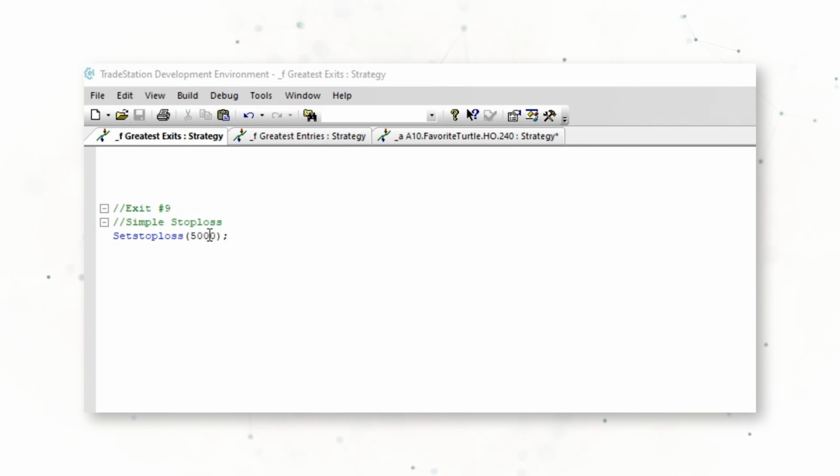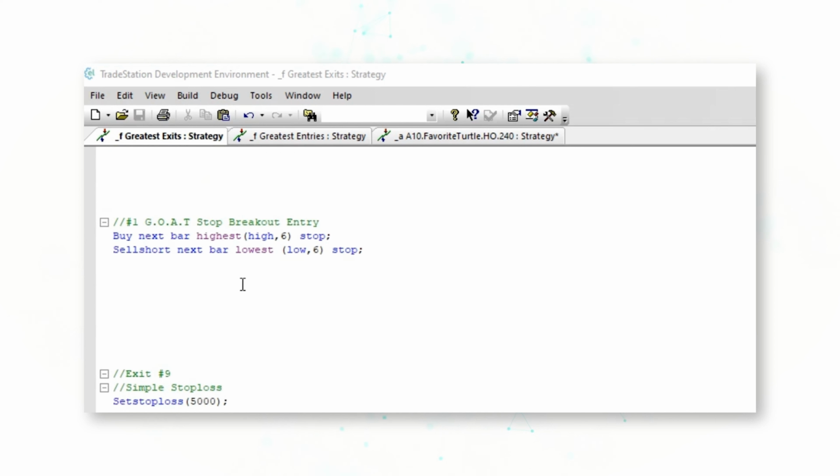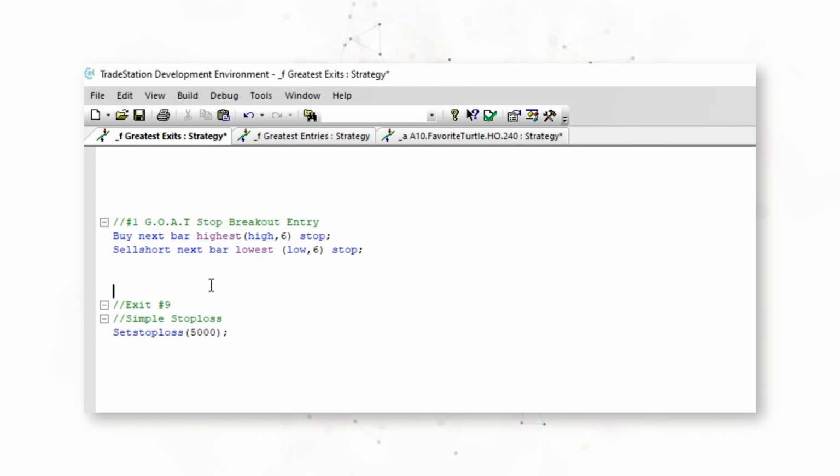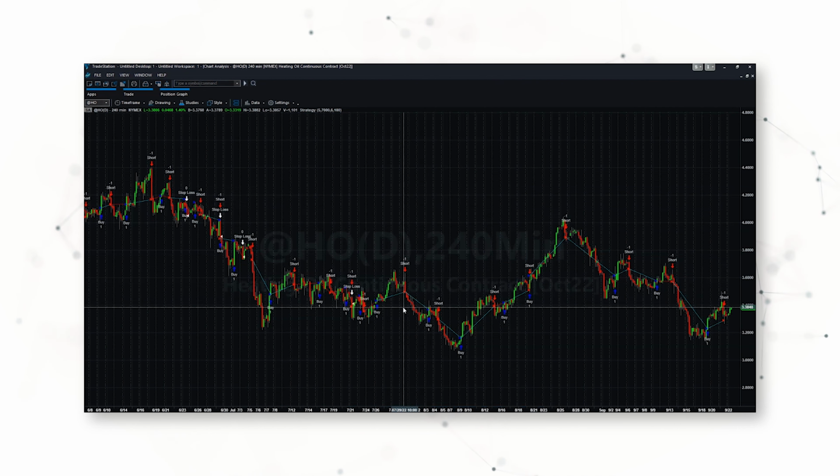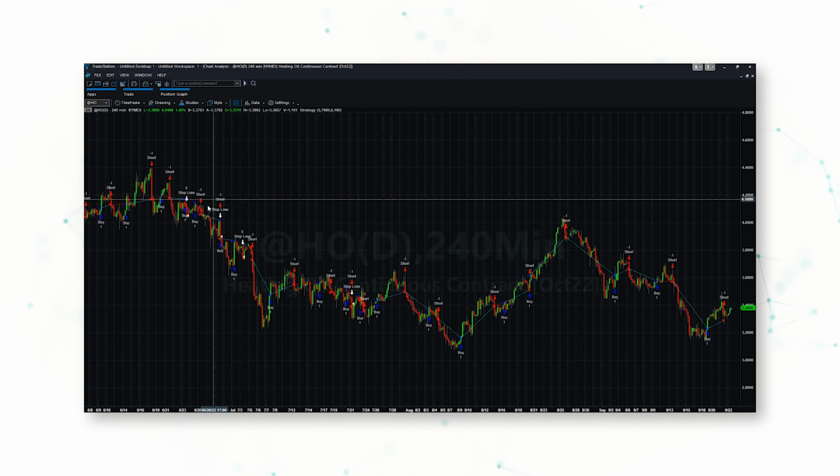And if we add this stop loss exit to our GOAT stop breakout entry that we worked on in our video on strategy entries, we can see what this looks like on a chart. Again, the strategy is going short on lower momentum. It's buying upward momentum, but we can see that once in a while it's hitting a stop loss.